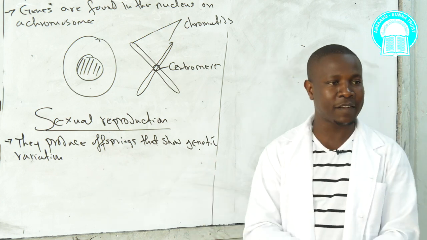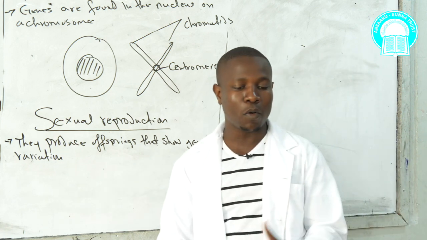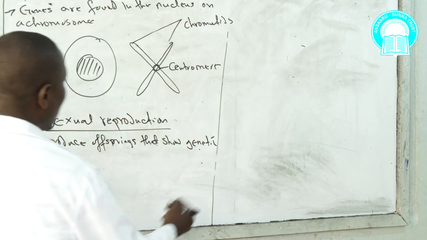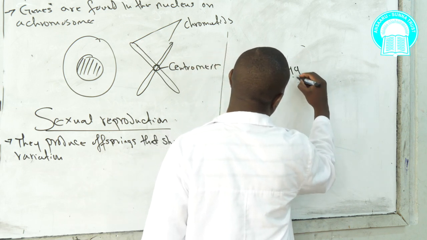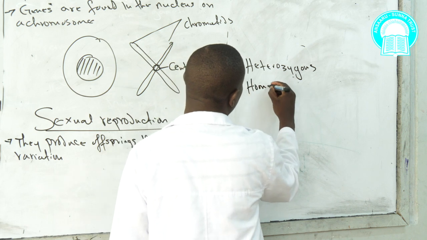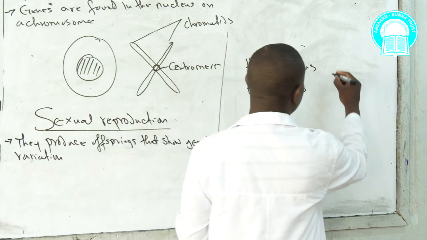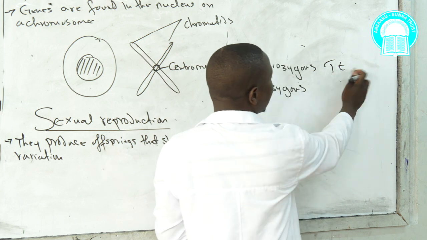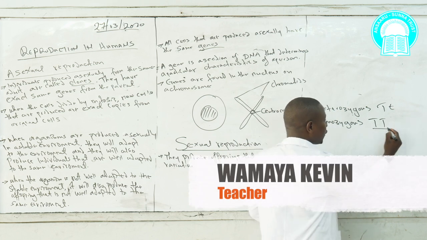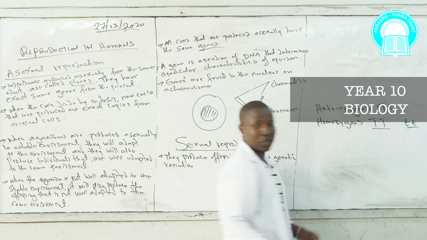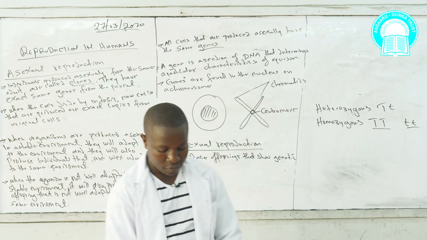But if the parents are light skin, all of them are light skin, and they give birth to kids who are all light skin, we call it what? Pure homozygous. Pure homozygous. So we can say it's either heterozygous or homozygous. So heterozygous is where you have what? Mixed genes, e.g. genes for tallness and genes for dwarfness. But homozygous is where you have what? Pure genes. Either pure genes for tallness or pure genes for shortness or dwarfness. That's what we mean by the terms heterozygous and homozygous.